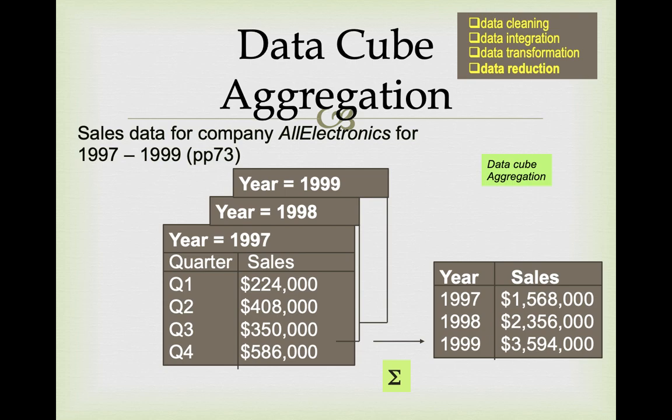So this is the example for the years 1997, 1998, and 1999. So maybe the annual sales. Okay, the sales of 1997 is 1 million plus. Okay, so we use that.